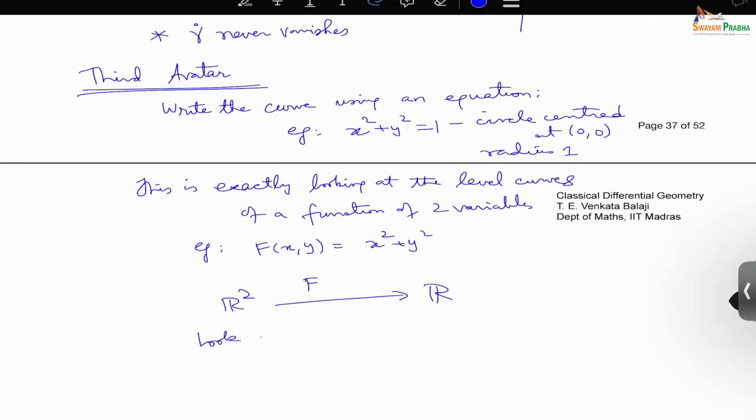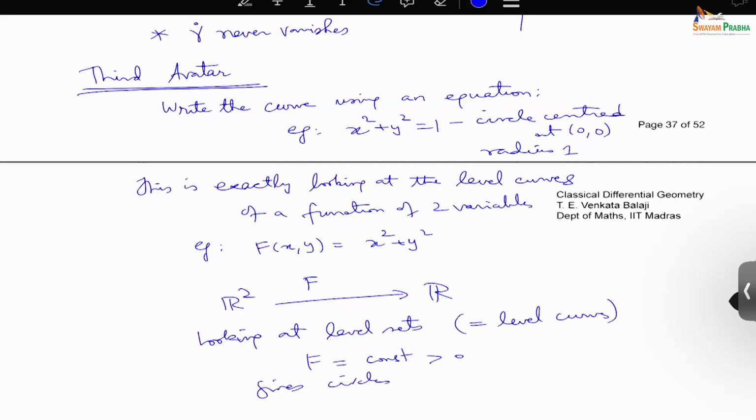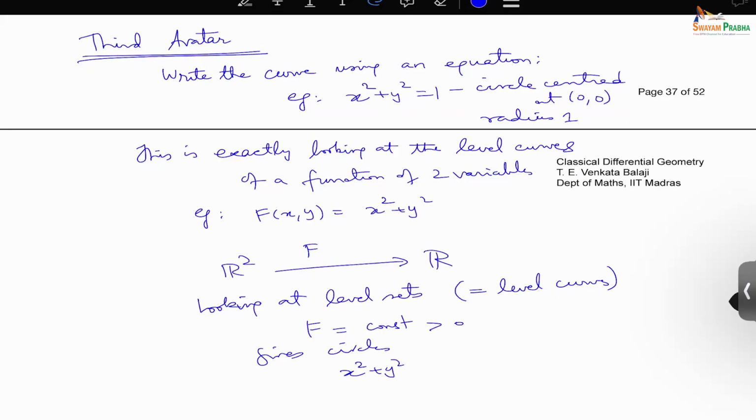All right. So let me just write this: looking at level sets. Here this is level curves. F is equal to constant gives circles: x squared plus y squared is equal to a positive constant. Okay, so this is the third avatar, and whatever your definition of curvature is, it should work for all the avatars. It should be universal.